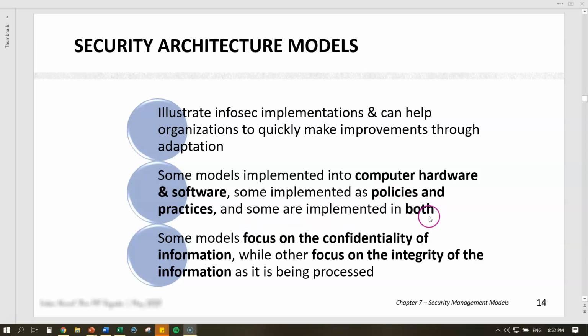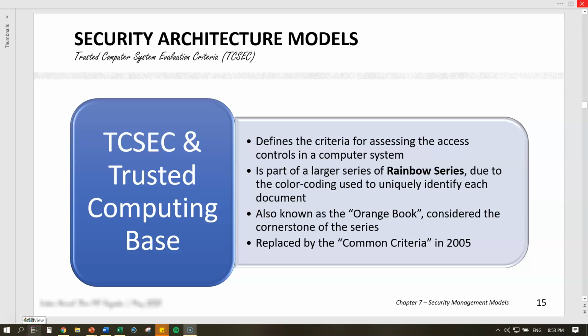implemented in both. Both ni maksudnya dia implement dalam computer hardware and software dan juga policy and practices to the organisation. And some models focus on the confidentiality of information, while other focus on the integrity of the information as it is being processed. So yang pentingnya, keutamaan dia adalah untuk menjaga information tu dari tersebar kepada pihak ketiga yang tidak bertanggungjawab.